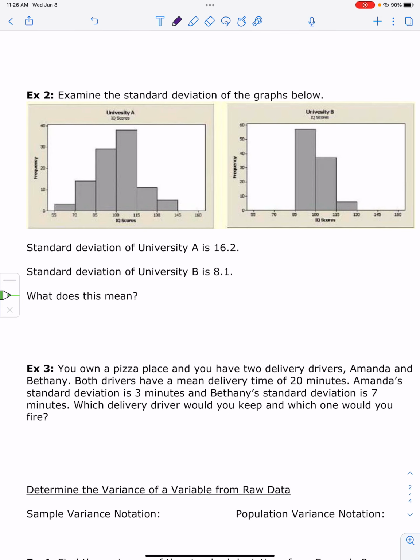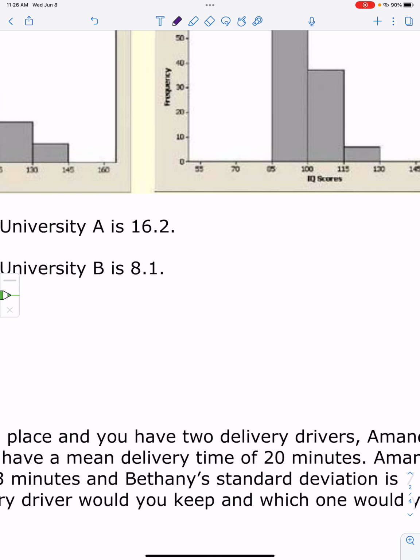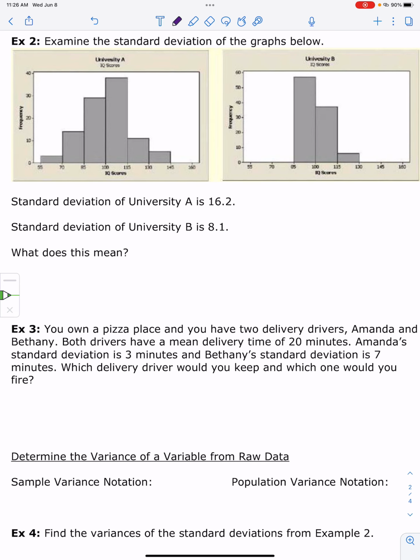University B, standard deviation is 8.1, and take a look at how spread out that data is. Here now, we've got data spread between 85 and 130. So it's a smaller range than University A, okay? Not as inclusive. So here's what this means.